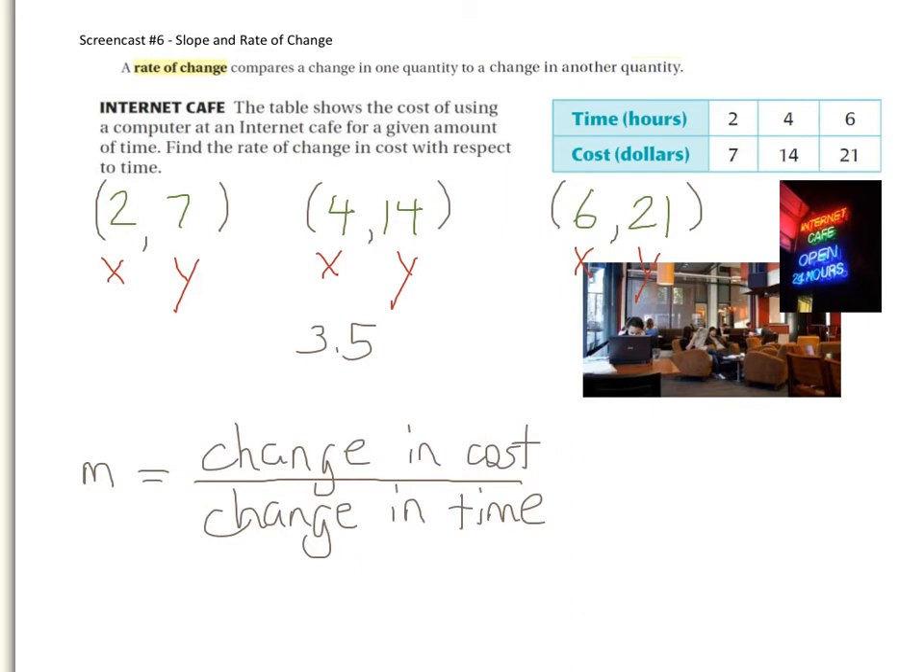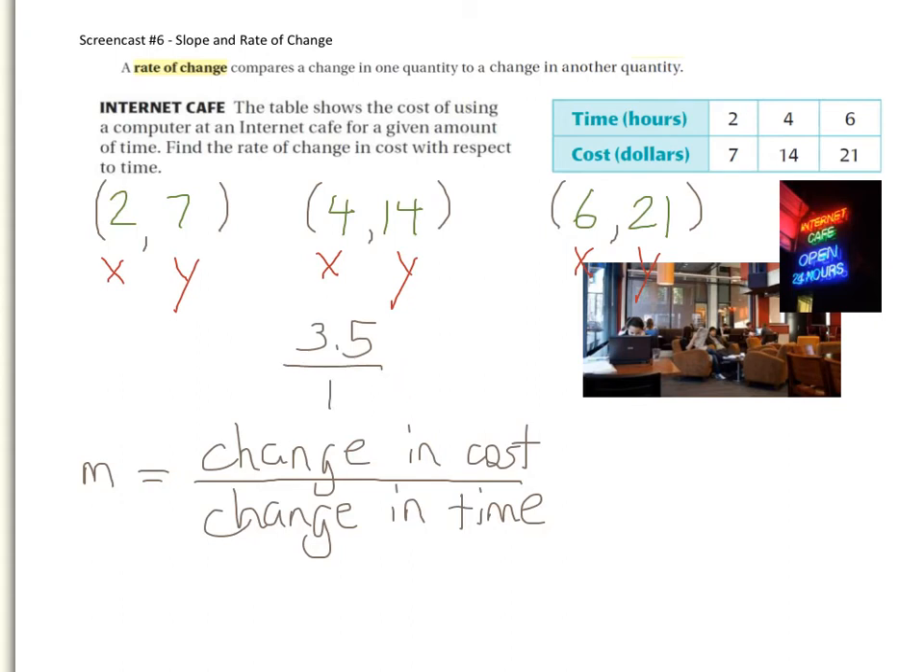Well, remember what we said at the beginning of this screencast. We said that the rate of change is the change in cost with respect to time. In other words, the change in cost over the change in time, which means we want to state our rate of change as a fraction. So we need to take this 3.5 and change that to a fraction. Well, that's easy to do. That's 3.5 over 1.